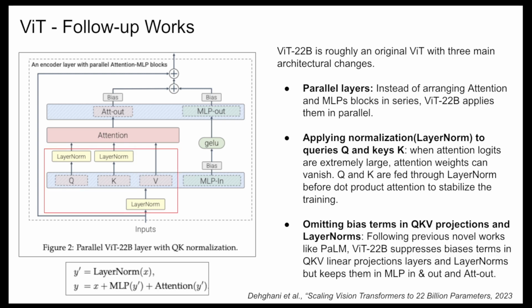And the last ingredient is omitting the bias term in the query, key, and value projections and LayerNorm. Following previous works like PaLM, ViT-22B suppressed the bias term in the query, key, and value linear projection layers and LayerNorm, but keeps them in the MLP and attention out. So you can see that they remove the bias term in the query, key, and value projection, but they keep the bias term in the MLP and in attention out.